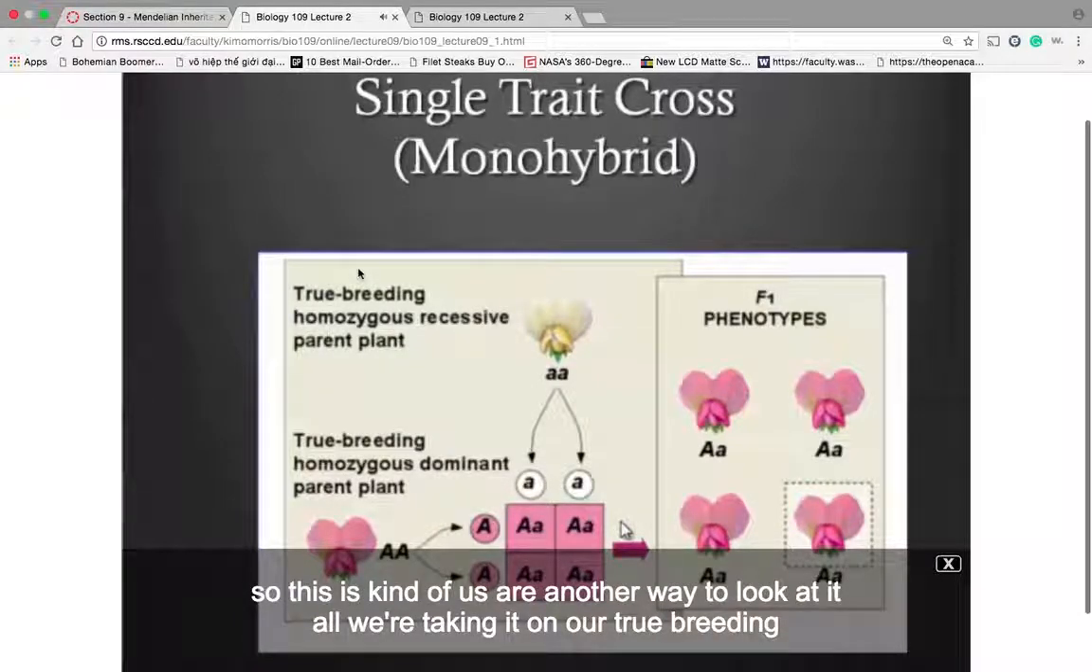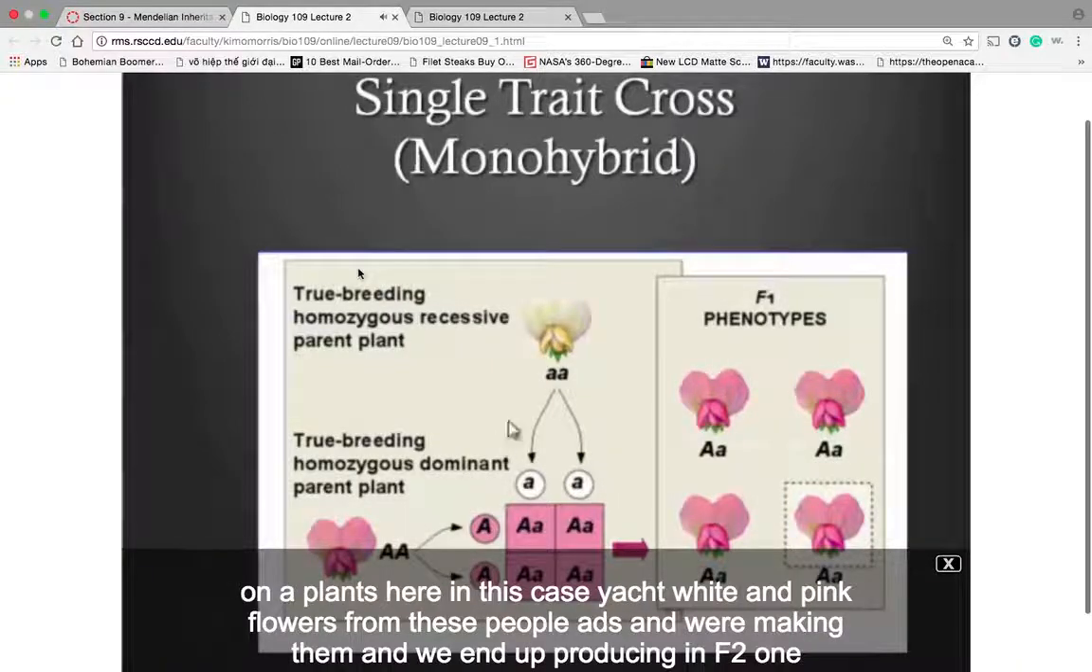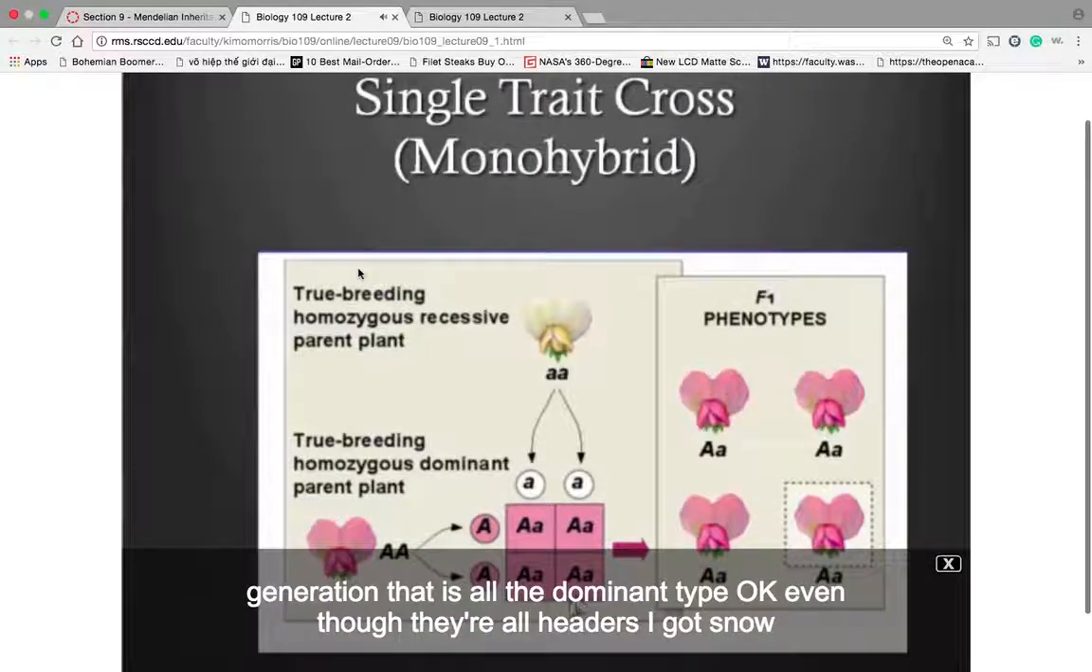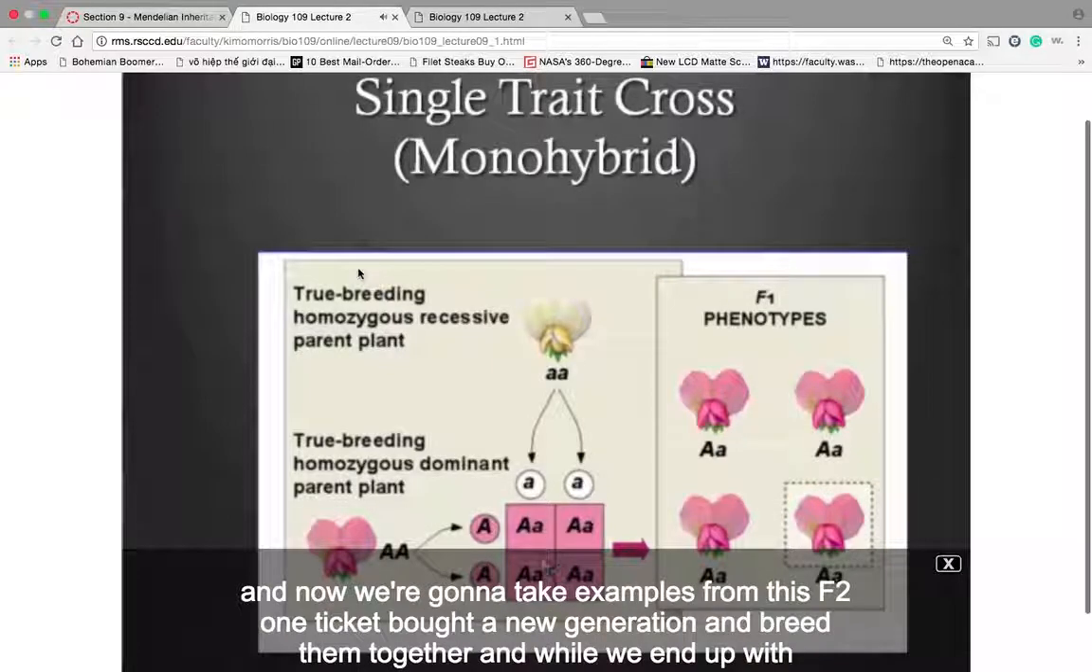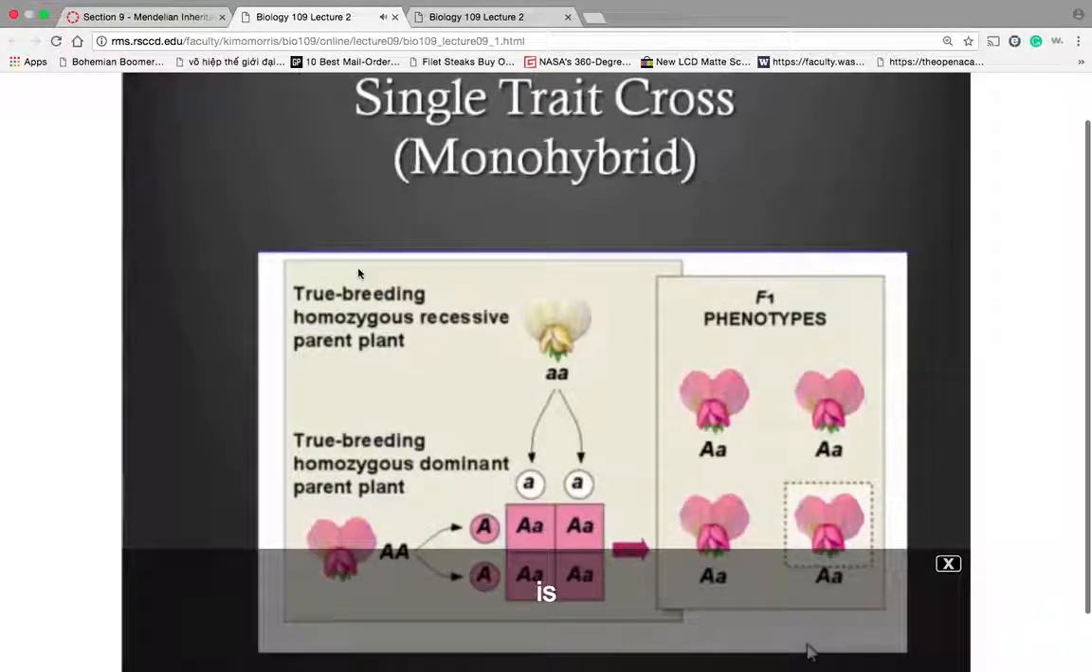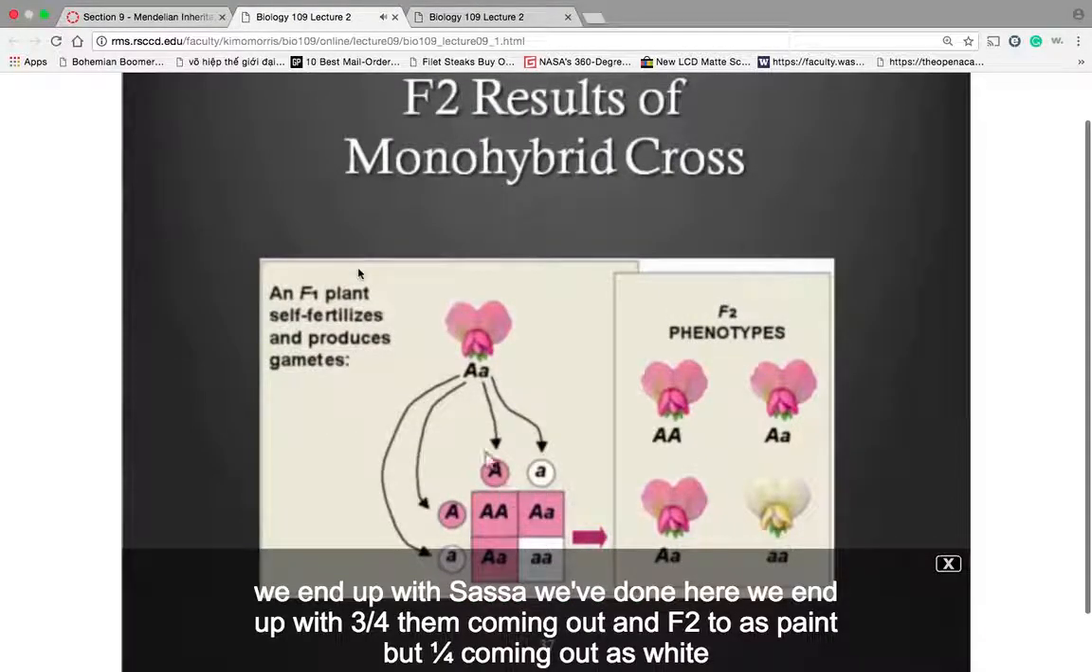So this is another way to look at it. We're taking true breeding plants here, in this case white and pink flowers from these pea plants. And we're mating them. And we end up producing an F1 generation that is all the dominant type, even though they're all heterozygotes now. And now we're going to take examples from this F1 generation and breed them together. And what we end up with is, so that's what we've done here, 3/4 of them coming out in F2 as pink, but 1/4 coming out as white.